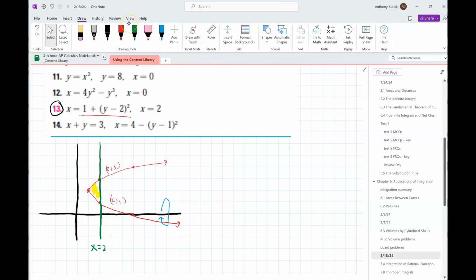So let's see. From our axis of rotation, we're going to have that as our radius, and then that would be our height, right? Is that okay? Okay. So what is the radius? It's the y. Everybody agree? Okay.